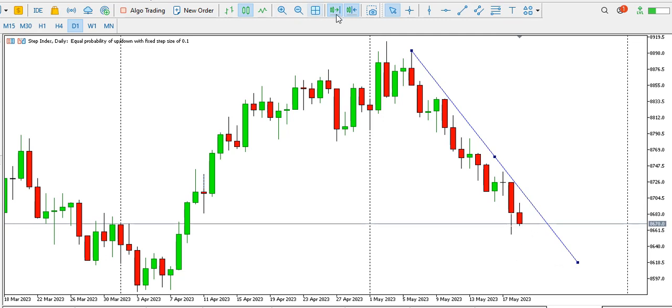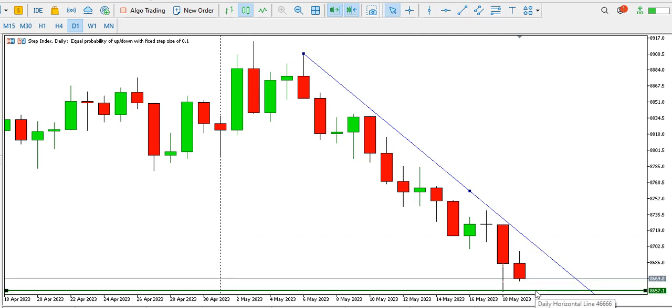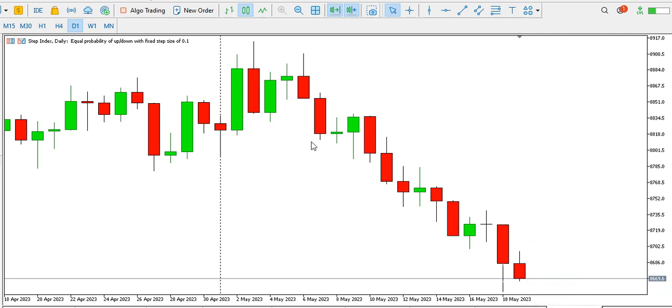Look, the bulls were able to push price up to this point, but since the start of today, price has been going down, and price is going to target yesterday's low. Yesterday's low is 8657 area, so you might look to sell down to that level. That's step index on the daily time frame.